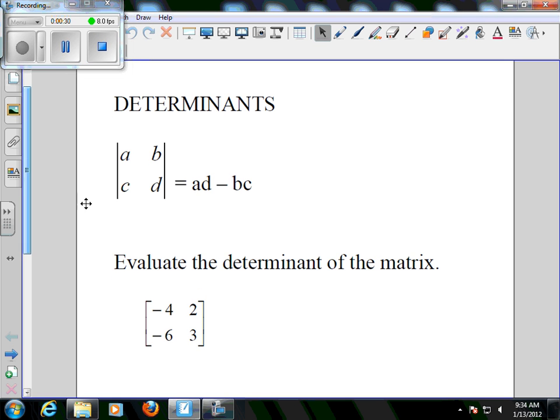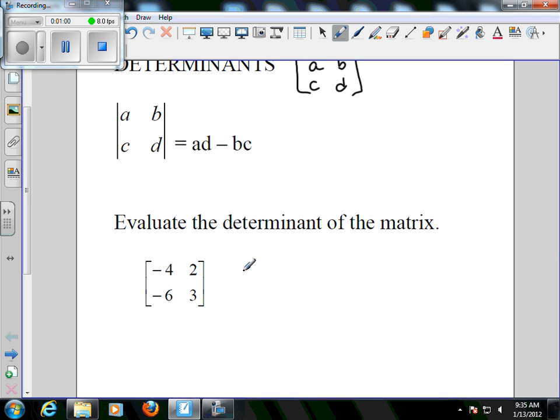So a determinant. If you have a 2 by 2 matrix, say with entries A, B, and C, D, the determinant of that matrix, which we write with straight lines as symbols, kind of similar to absolute value symbols, is found by crossing A and D, multiplying them together, and then subtracting B and C, crossing the other way. So if we want to evaluate the determinant of this matrix here with negative 4, 2 and negative 6, 3, we're just going to cross.